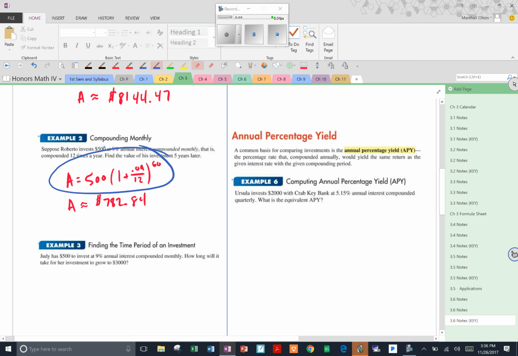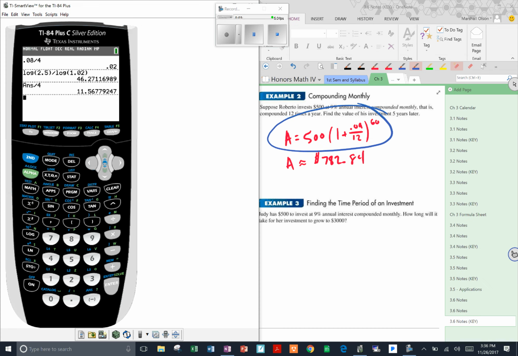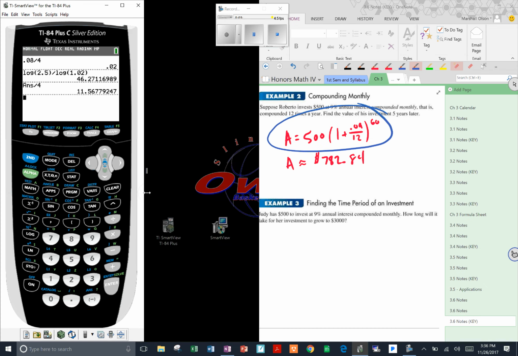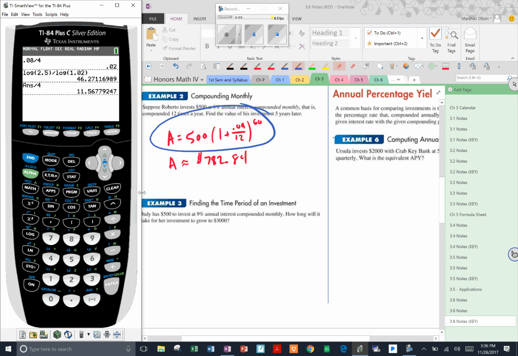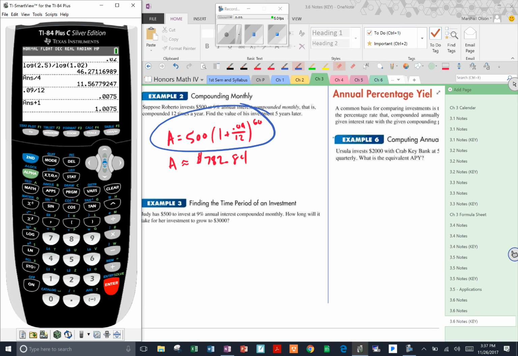I really recommend this is one of those times if you have a new calculator where you can put fractions in, you can use that template. Otherwise, this is a time when you could calculate your base by taking 0.09 first divided by 12, adding that to 1. Okay, there's your growth factor right now.